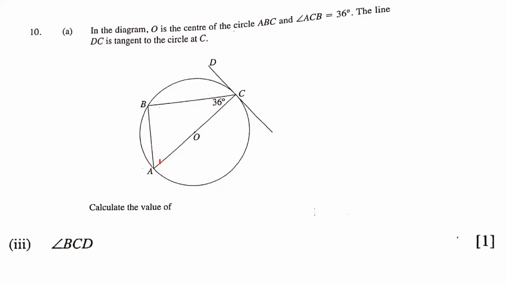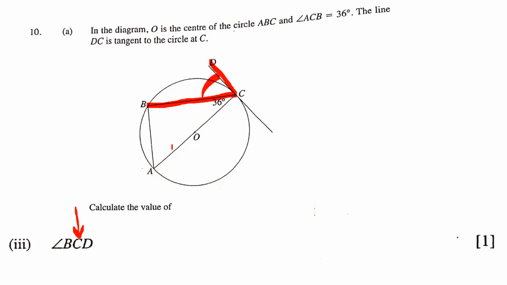The next question says we want to calculate the value of angle BCD. That's angle BCD. So we're really referring to angle C, that's the one in the middle. And they say BCD. So let's make that very clear. What they're really referring to is this angle right there. Like what is the value of this angle?